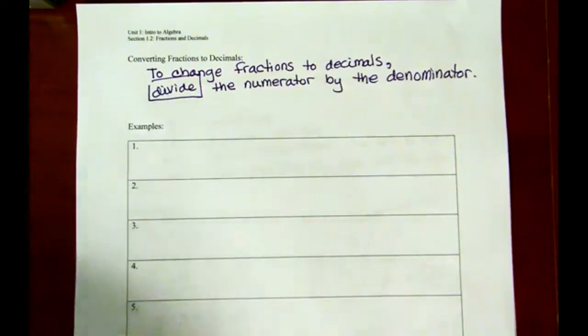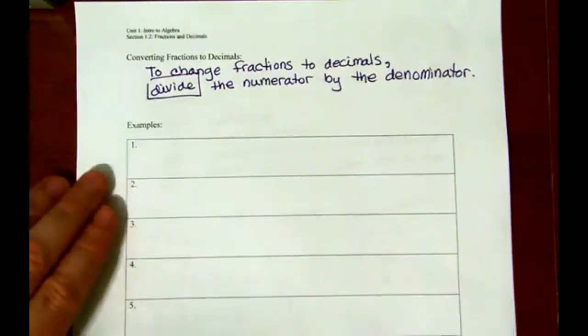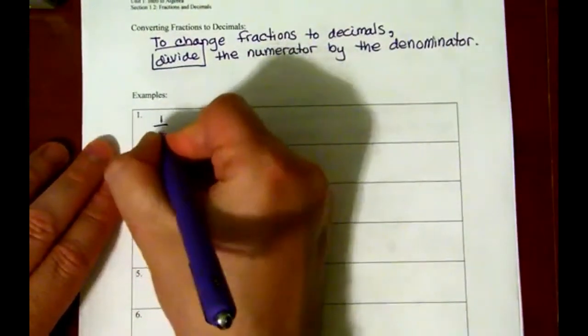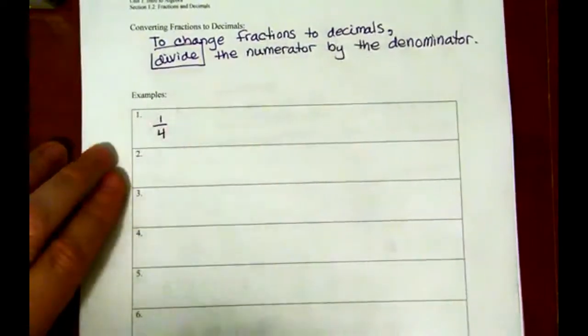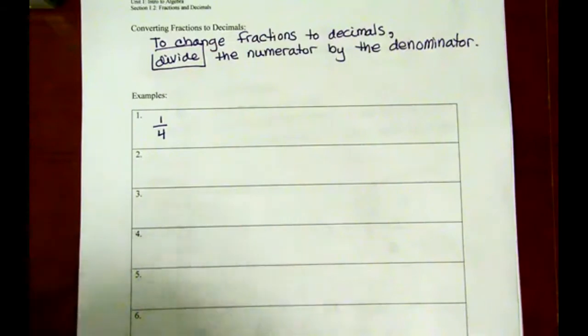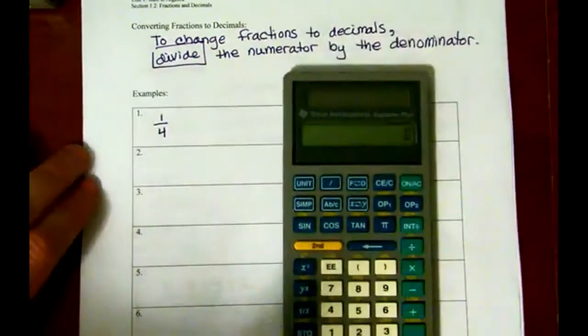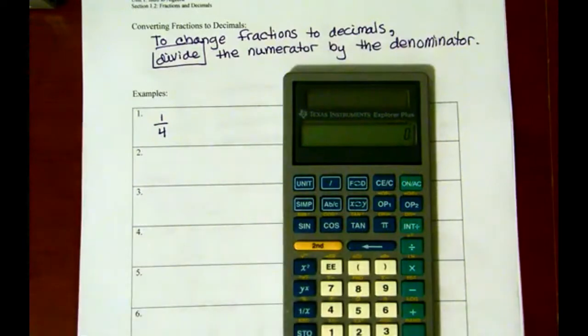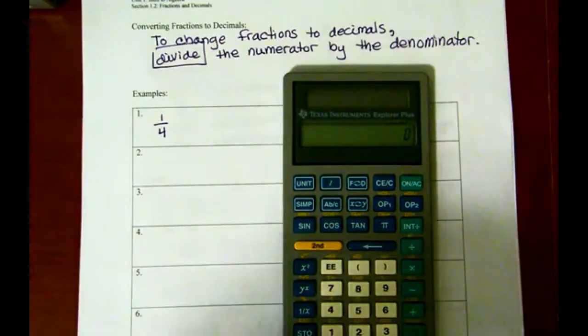So we're going to do a bunch of these. First one I'd like to take a look at is 1/4. I want to do the problem 1 divided by 4. And how am I going to do that? I'm going to use my calculator. If you don't have your calculator with you right now, push pause, go get your calculator.